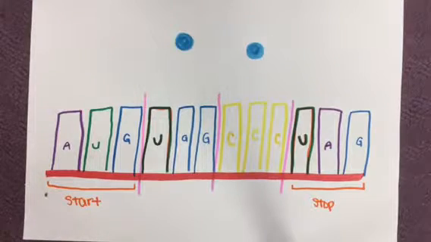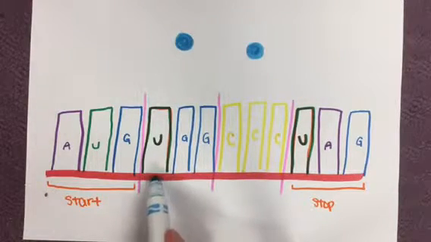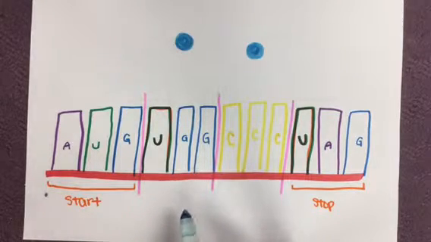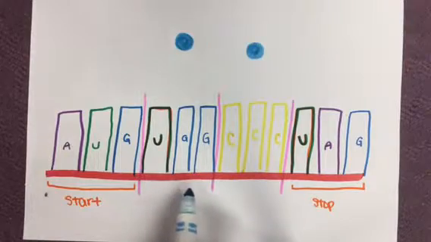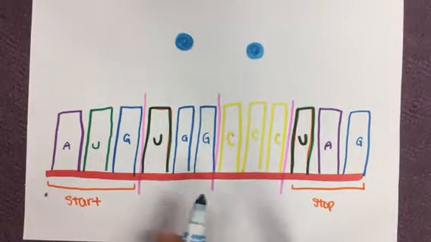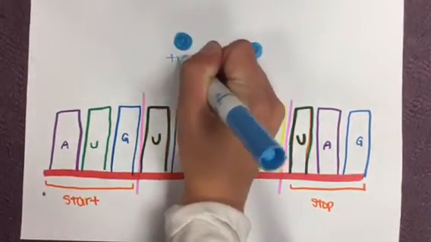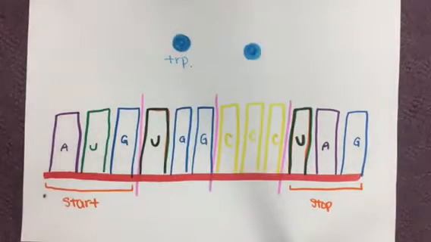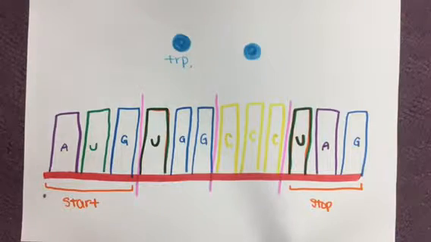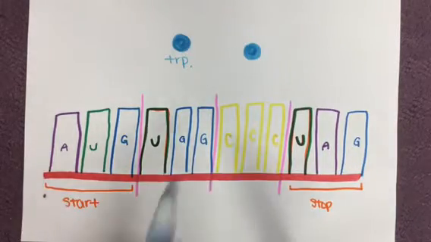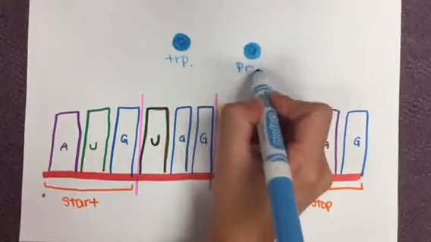Each codon between the start and stop codon codes for a certain amino acid. So for example, the first codon is UGG. Looking on a codon chart, you see that the codon UGG codes for the amino acid TRP. Our second codon is CCC, which looking on the codon chart, you see it codes for the amino acid PRO.